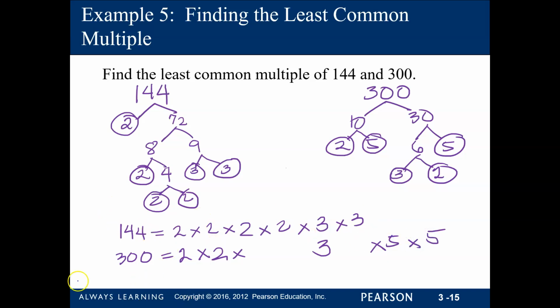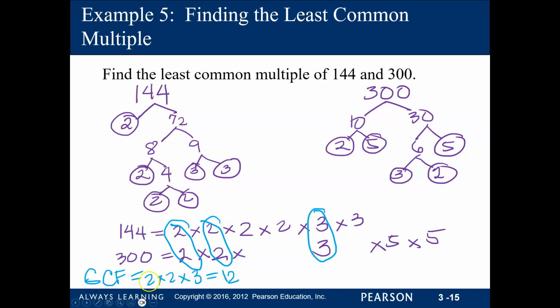Okay? If we are looking for the GCF, it's going to be 2 times 2 times 3. So 2 times 2 is 4, times 3, that is going to be 12. But because in this problem we are looking for the LCM, we will need to multiply all of these factors. So this is only counted one time.